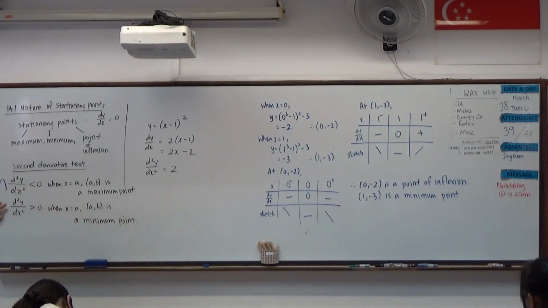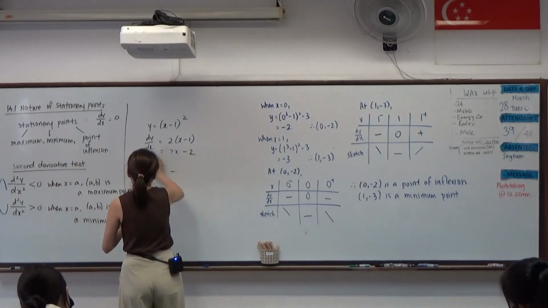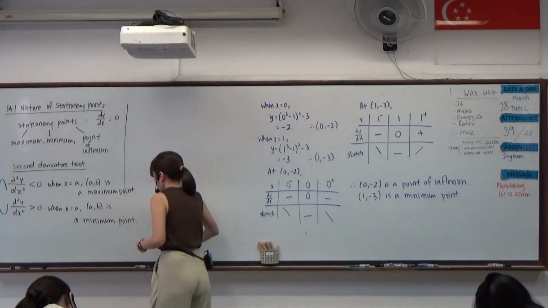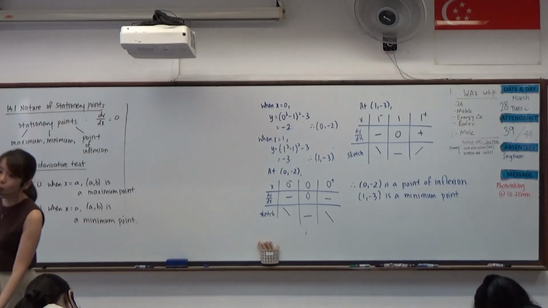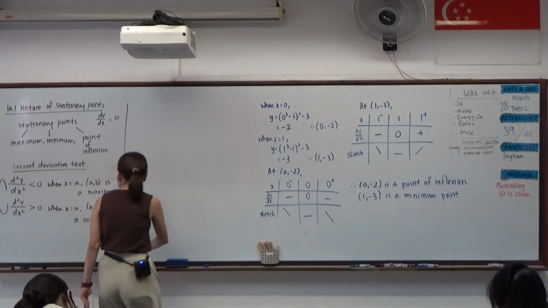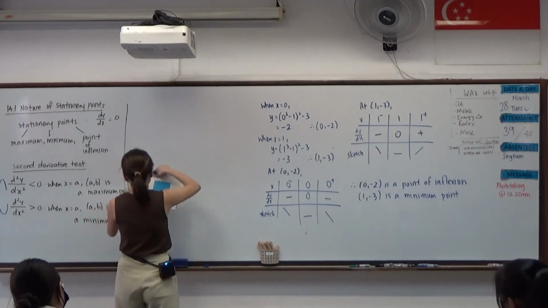Then after that, when it is positive, we think of happy things. So it is your happy face, so a minimum point. Remember? Same thing as your quadratic function shape memory work. But I want to explain to you why this is the case. Let me just draw it out first.